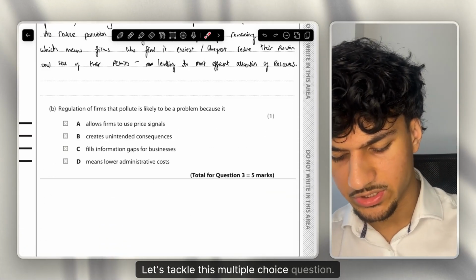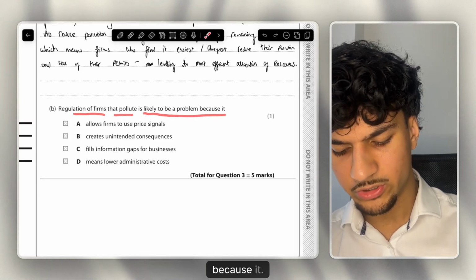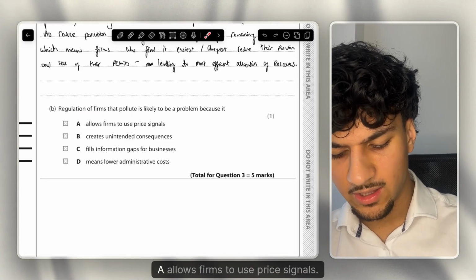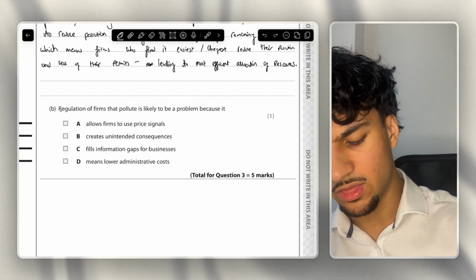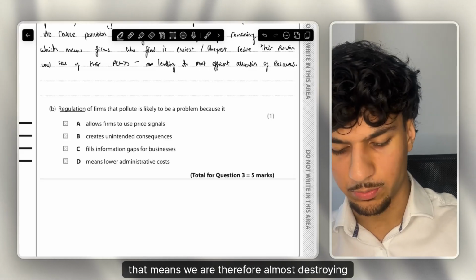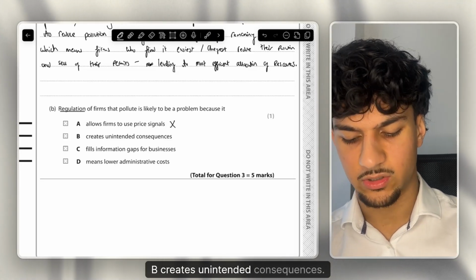Let's tackle this multiple choice question. Regulation of firms that pollute is likely to be a problem because it, and there's 4 options, A, allows firms to use price signals. Now, if we are using regulation, that means we are almost destroying price signals, therefore it would not be A. B, creates unintended consequences.